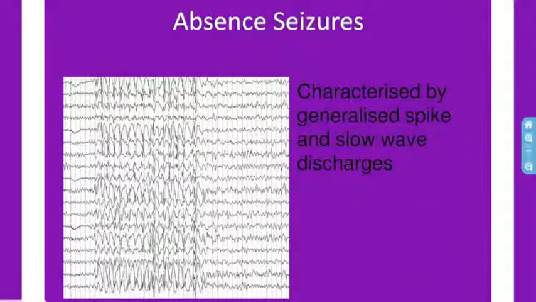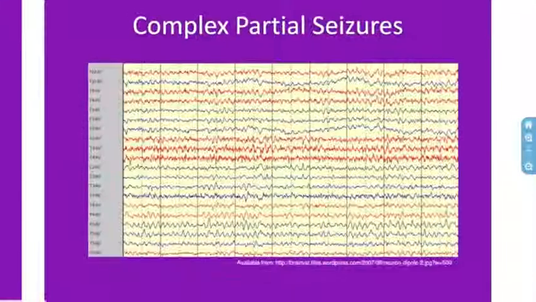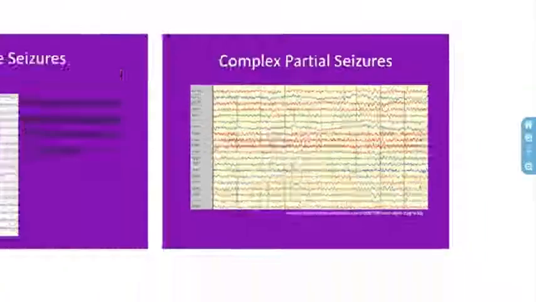This slide shows an EEG trace of a patient with an absence seizure. These are characterized by an EEG signal containing generalized spike and slow wave discharges. Lastly, this is a recording of a complex partial seizure. These seizures are caused by abnormal electrical activity in a specific part of the brain. In this EEG trace, we can see the abnormality localized to the temporal part of the brain.